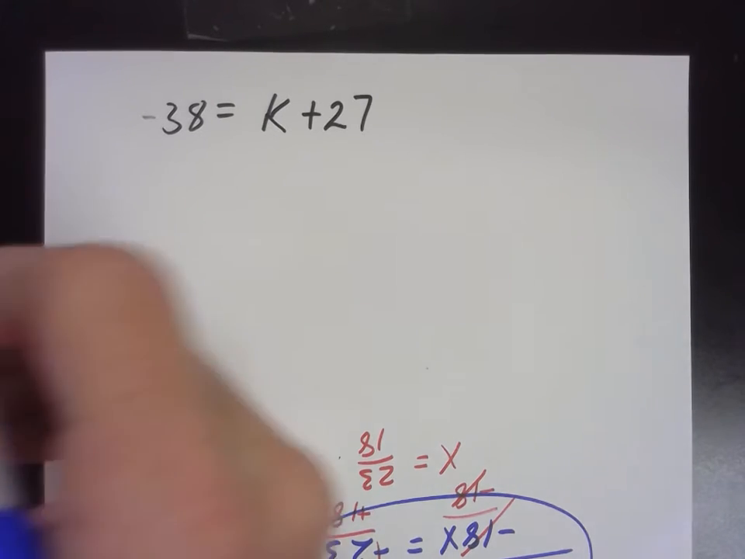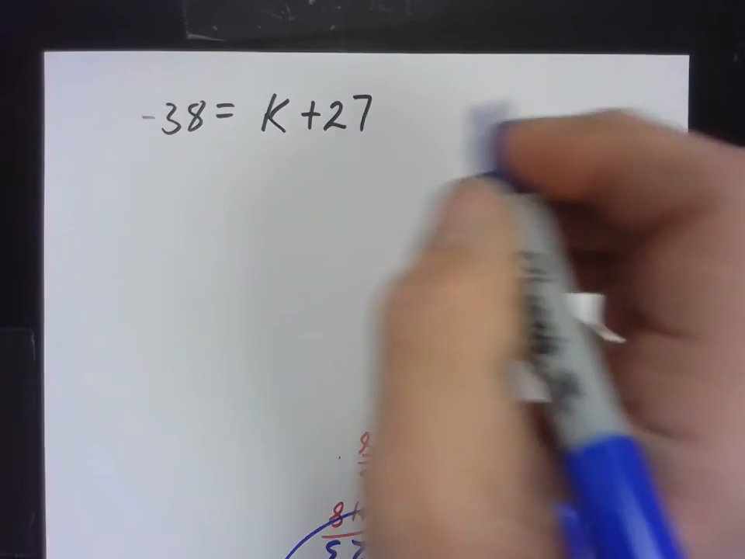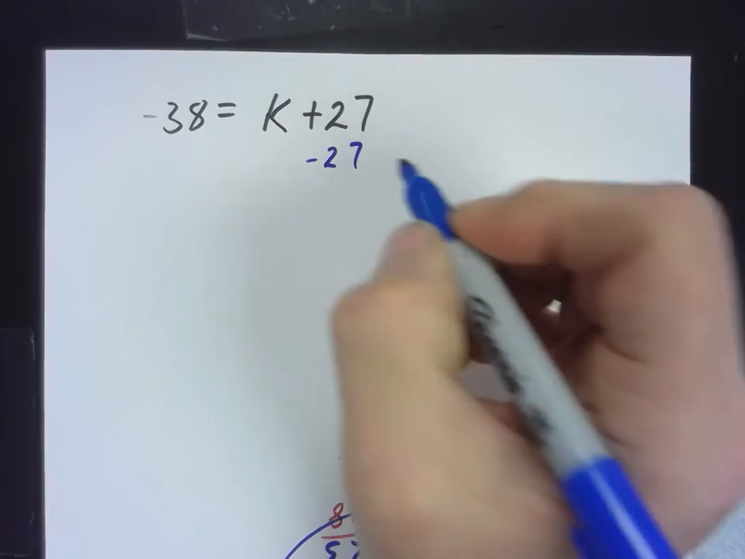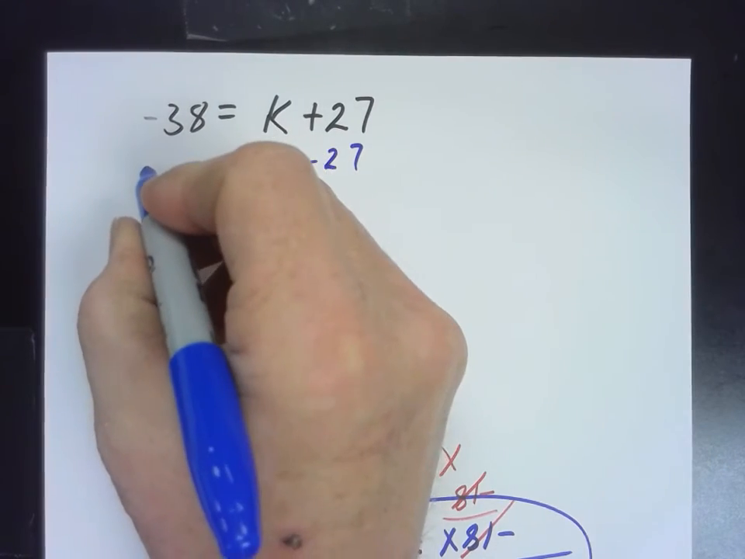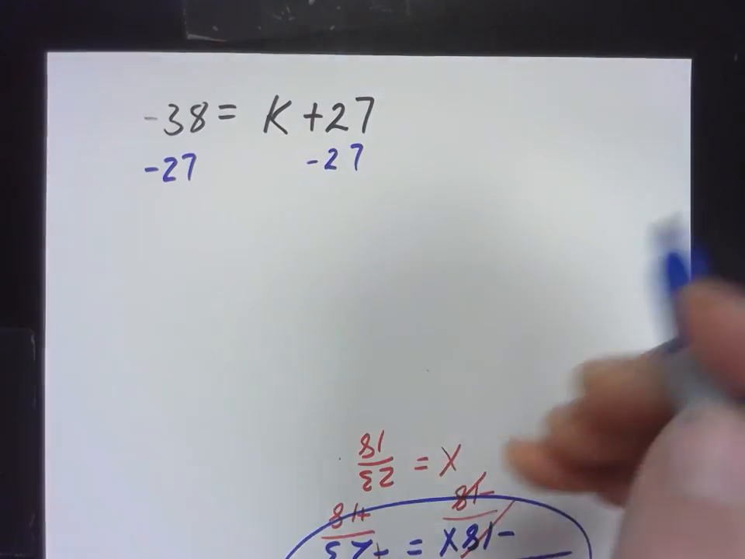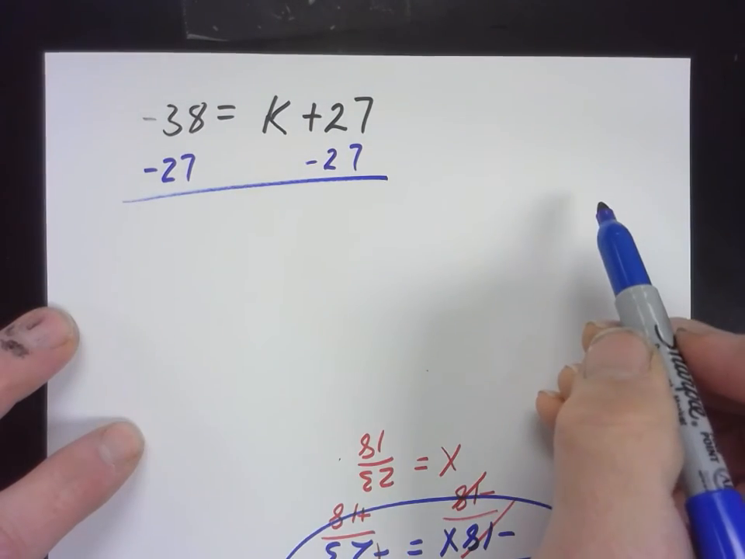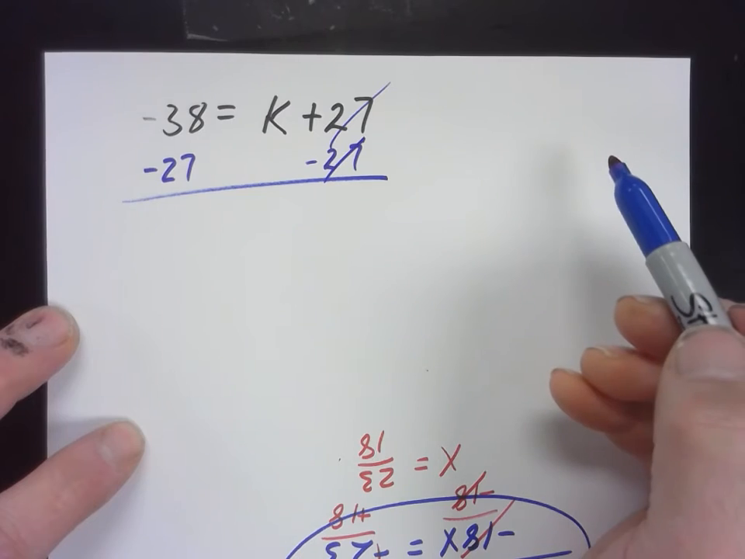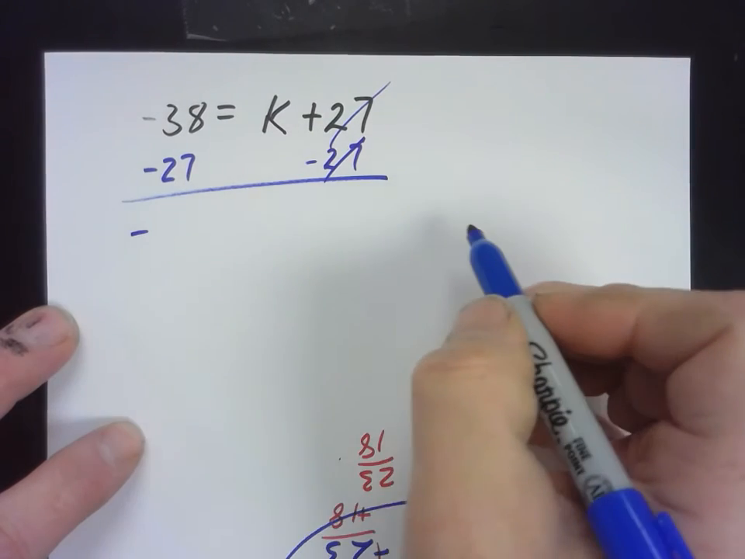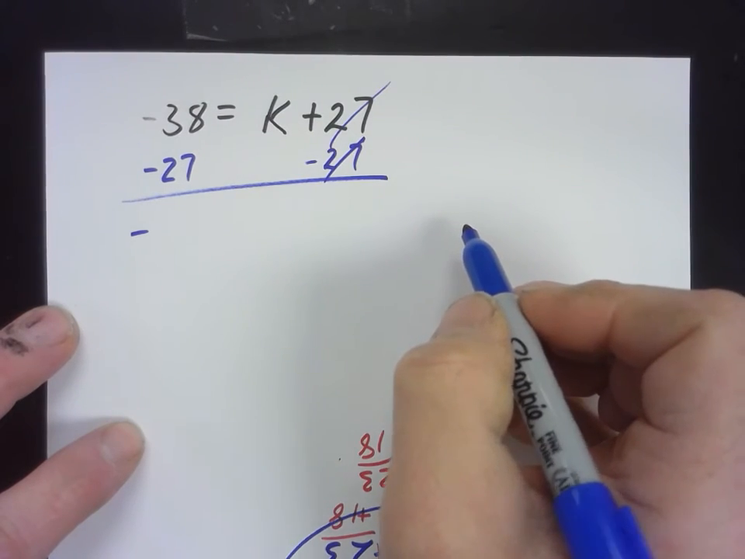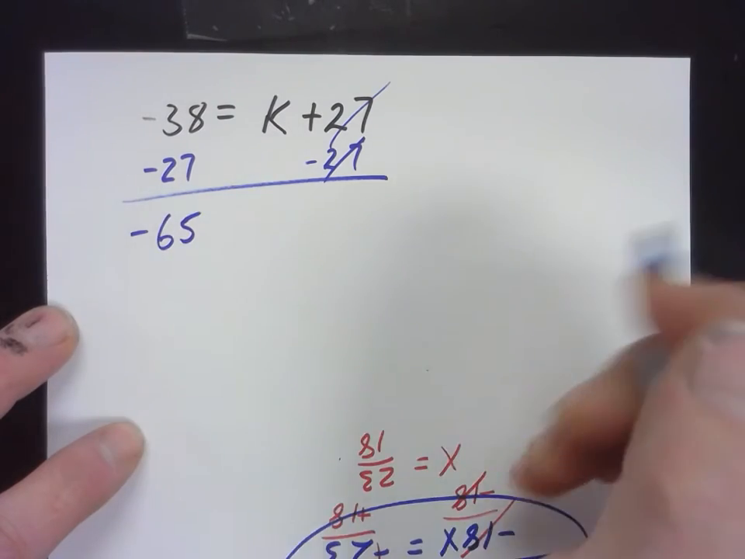So you wrote it down, right? Underneath here you put subtract 27. Over here you put subtract 27. Did you put a big line underneath? Did you cross these two out? This is negative 65. Negative 65. Sorry, I added up out loud.